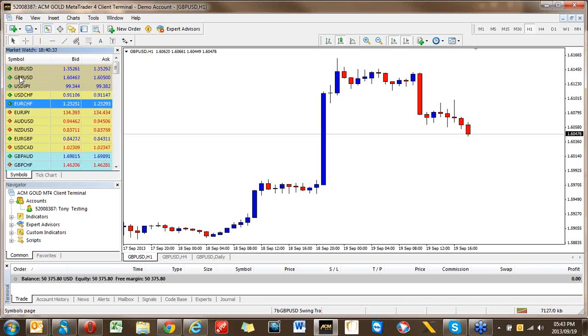Now, I don't know if you've been watching the market the last week, week and a half, but there's been some amazing things happening on the market, especially if you looked at the euro dollar and the pound dollar.